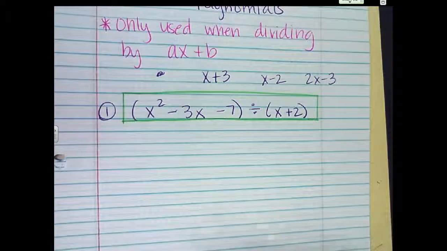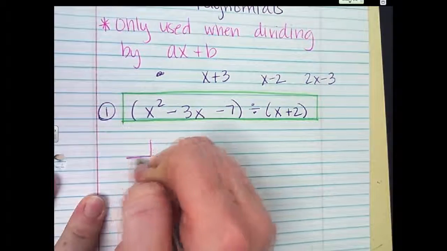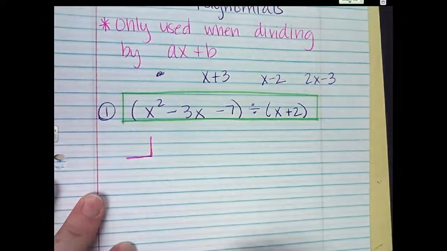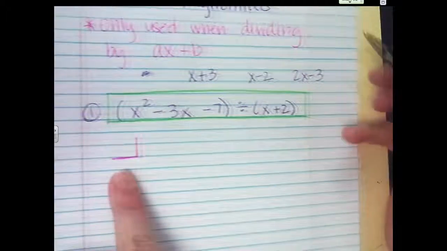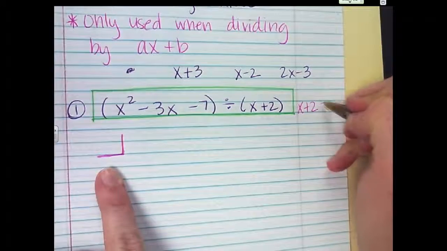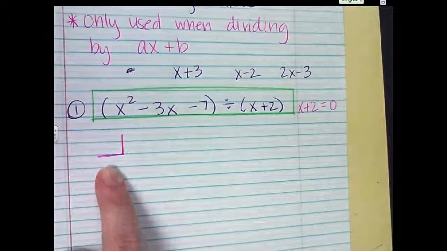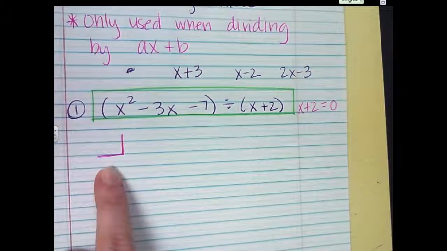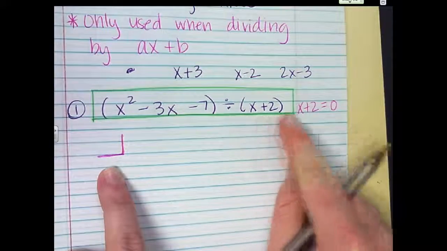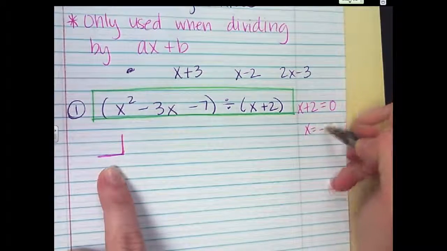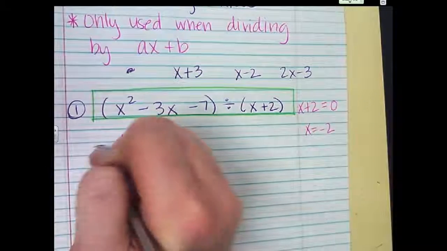Okay, so synthetic division, you're going to put this little box right here. Or it's not a box, it's a half box, I guess. So the number that goes in there is, if you were to take this x plus 2, and I set it equal to 0 and solve, what would I get? x equals negative 2. The negative 2 is what goes in the box.